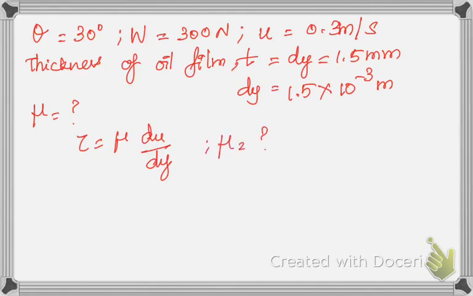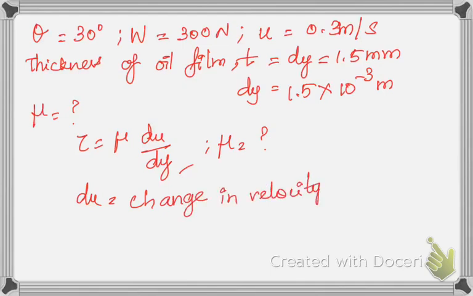Okay, now we know the value of dy here. Other values we don't know, so we have to get the values simultaneously. How we get du is very easy. As in the last problem we have seen, it is the change in velocity. There is no other movement here, so the initial velocity is 0. So u minus 0, which is 0.3 minus 0, equal to 0.3 meter per second. So we know the value of du, we know the value of dy. Now we are going to calculate the value of tau.